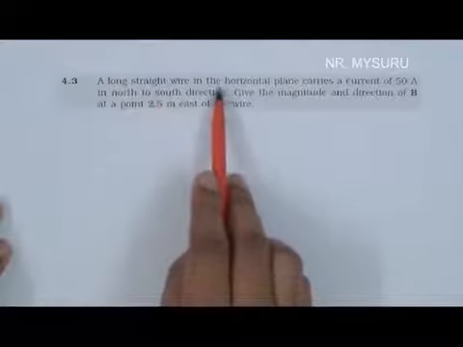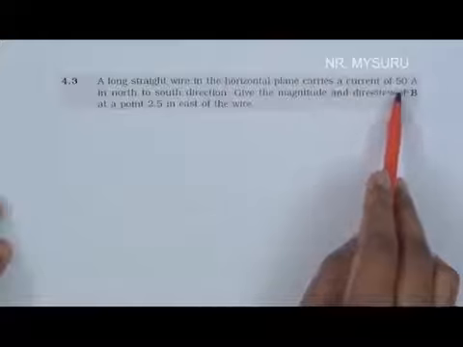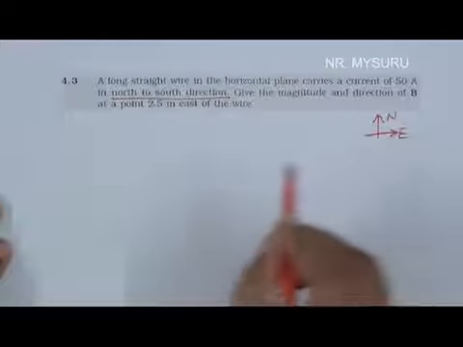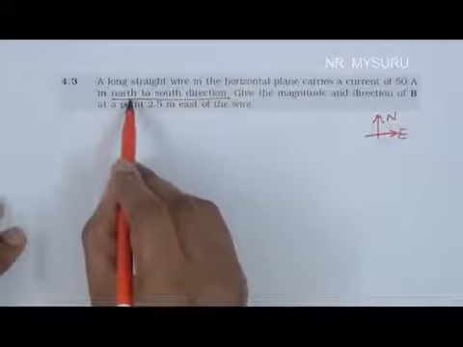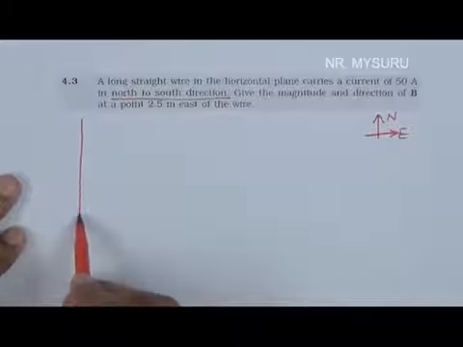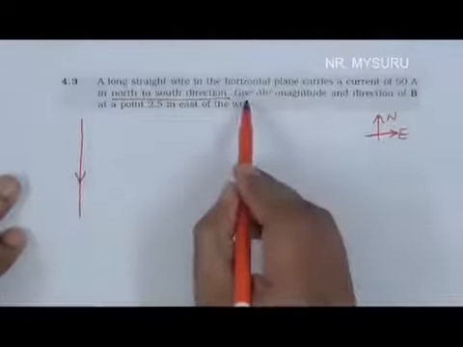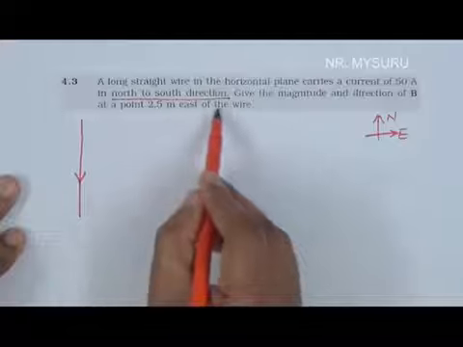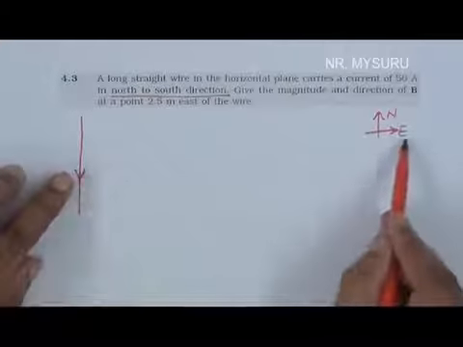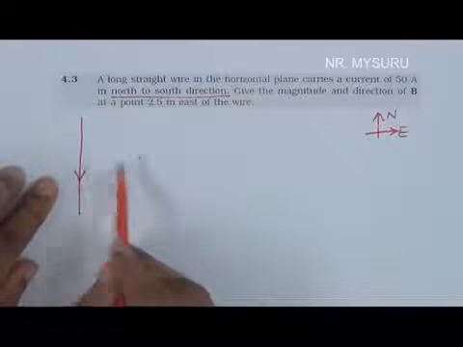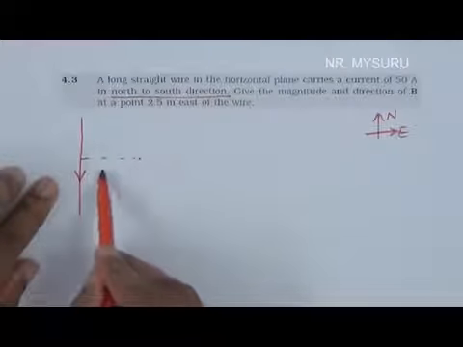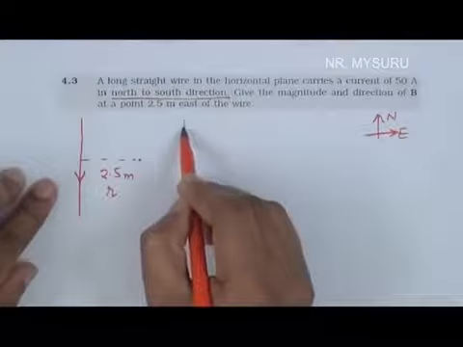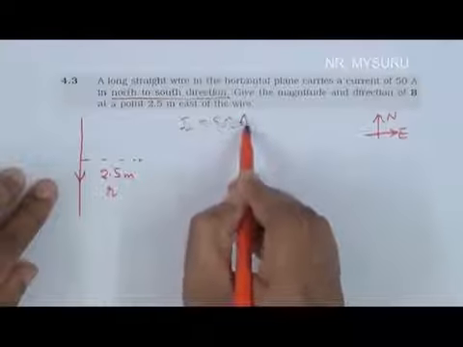A long straight wire in the horizontal plane carries a current of 50 ampere. Let this be north, then this is east. So here is a conductor and direction of current is from north to south, like this. Give the magnitude and direction of magnetic field at a point 2.5 meter east of the wire. This point towards east is at a distance 2.5 meter, which is R, and current through the conductor is 50 ampere.